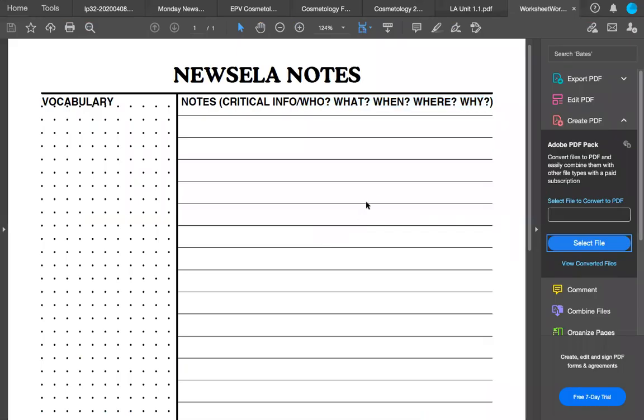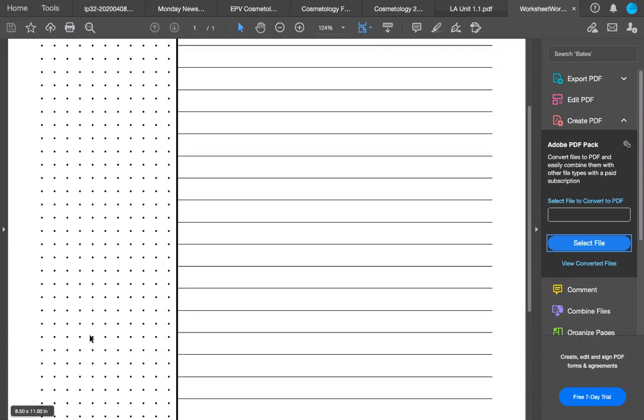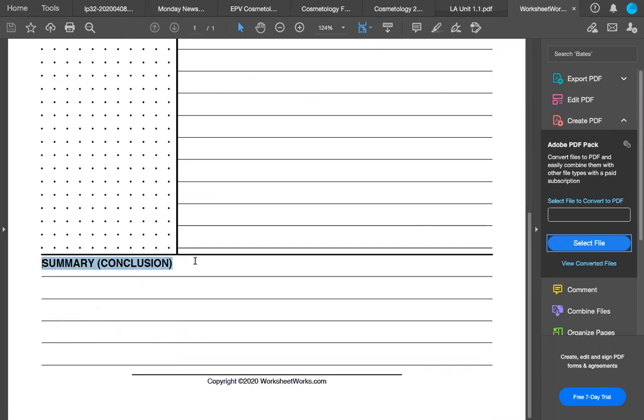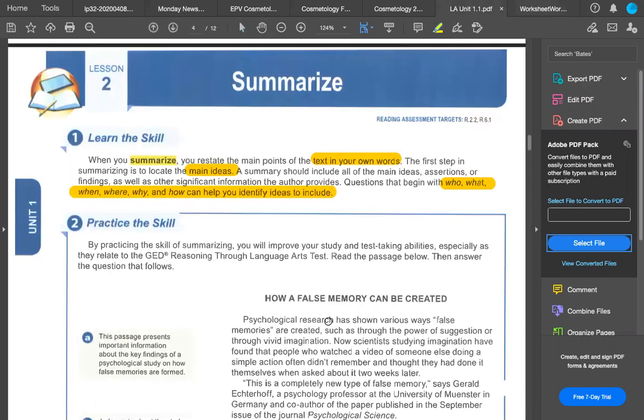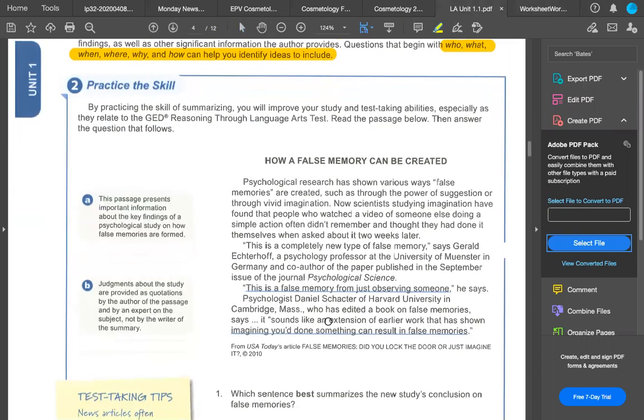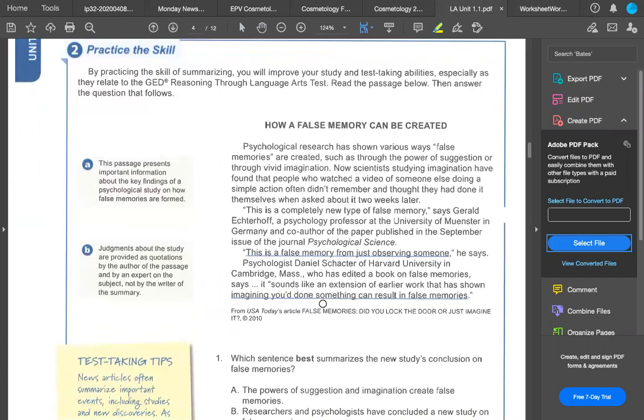So again, I will send you these notes. I think this is key for finding out the who, what, when, where, why. Vocab is always essential, and really hammering out, getting a good conclusion. Okay. So summarization. Let's actually try and finish some of this. So let's look at this.